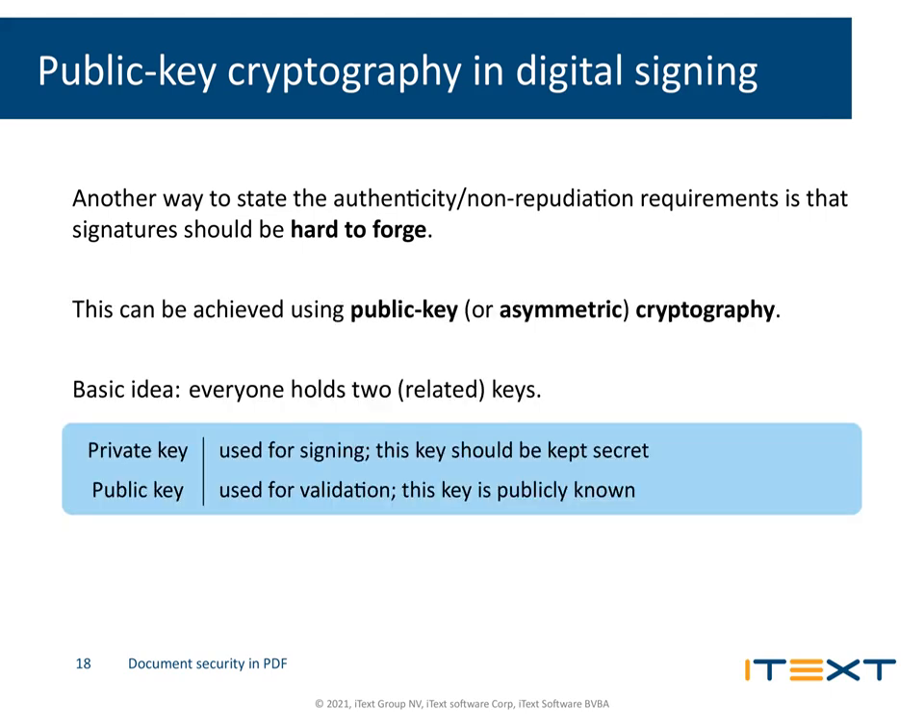And this can be achieved using public key or asymmetric cryptography. That's two words for the same thing, basically. The core idea of asymmetric cryptography is that everyone holds two keys that are related. One key is the private key, which you use for signing. That key should be kept secret. Then there's the public key that's used for validating signatures, and that key is publicly known.